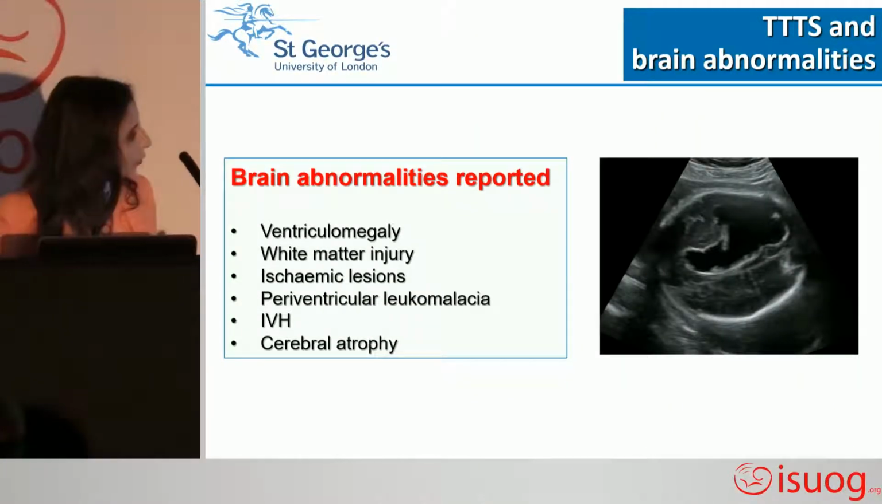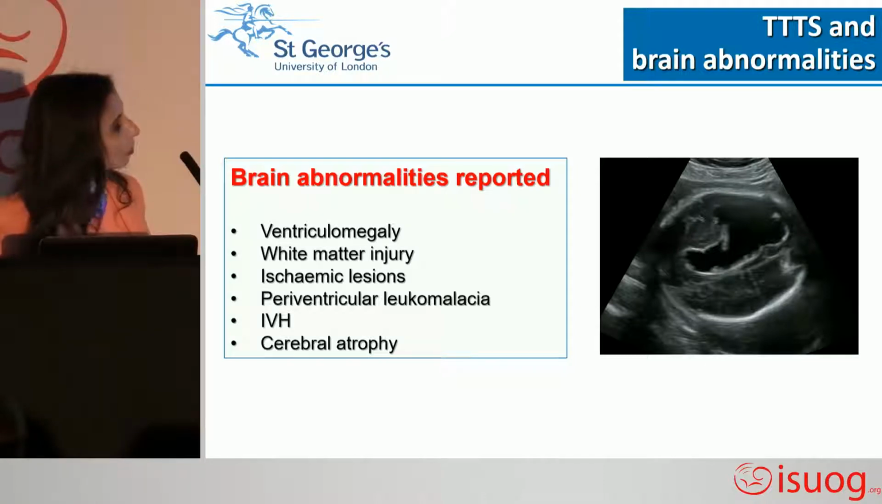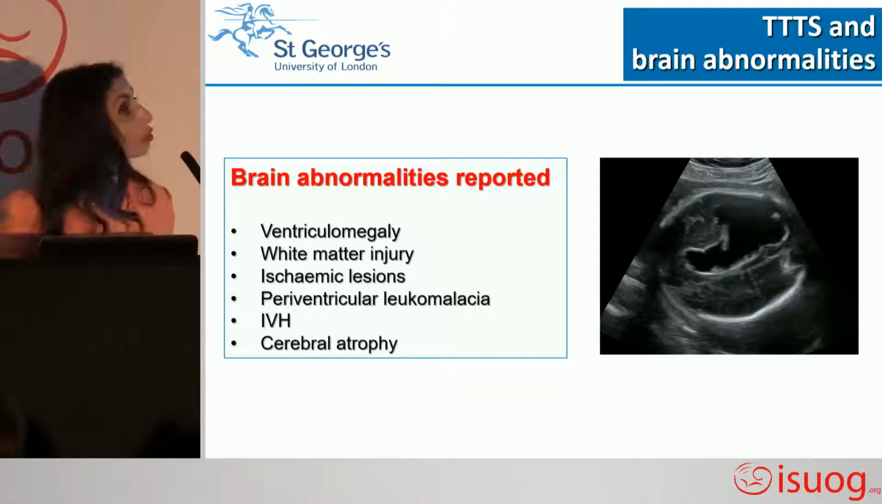So as I mentioned, the brain abnormalities that we had were ventriculomegaly, white matter injury, ischemic lesions, periventricular leukomalacia, intraventricular hemorrhage, and cerebral atrophy. So these are the abnormalities that you should look for in the follow-up of these cases.